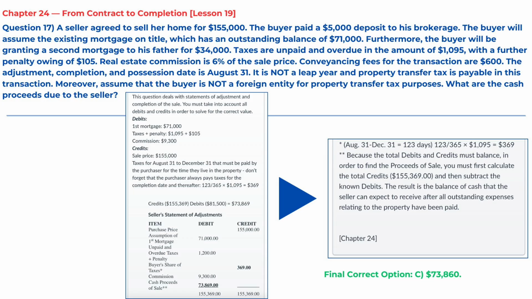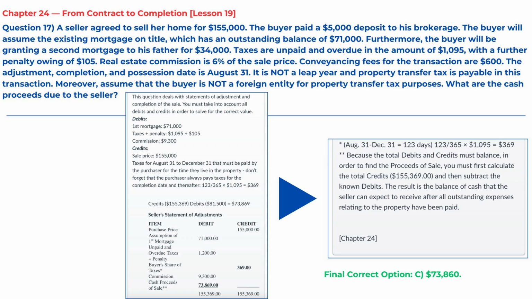The adjustment, completion, and possession date is August 31st. It is not a leap year, and property transfer tax is payable in this transaction. Moreover, assume that the buyer is not a foreign entity for property transfer tax purposes. What are the cash proceeds due to the seller? This question deals with statements of adjustment and completion of the sale. You must take into account all debits and credits in order to solve for the correct value. Debits: first mortgage, $71,000. Taxes plus penalty, $1,095 plus $105.